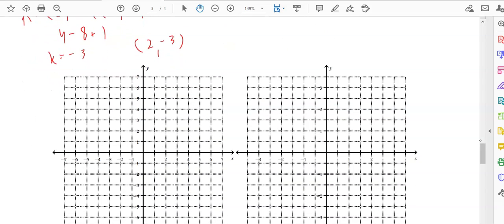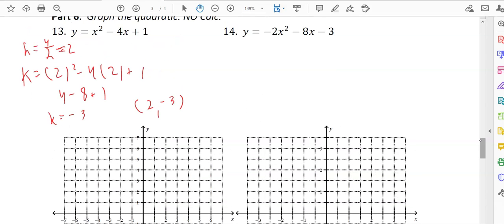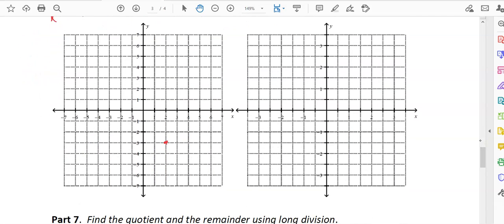So now I think I can probably graph this. 2, negative 3 is right here. The A value is 1, which means this is a pretty normal parabola. It's going to go over 1, up 1, over 2, up 4, over 3, up 9. The axis of symmetry, the equation is x equals 2, if that was asked. And you got your problem.